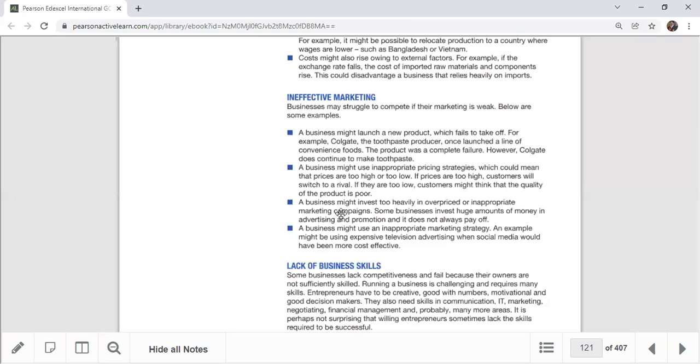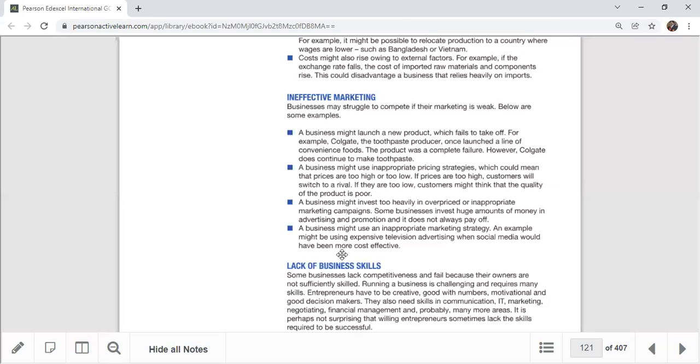Third, a business might invest too heavily in overpriced or inappropriate marketing campaigns. Some businesses invest a huge amount of money in advertising and promotion, and it does not always pay off. That is another ineffective marketing problem: having a mega advertising campaign, but the output is very, very low.